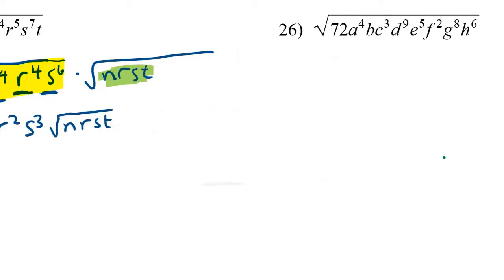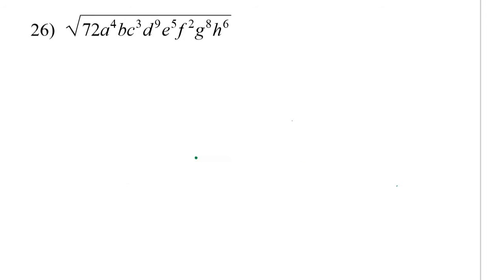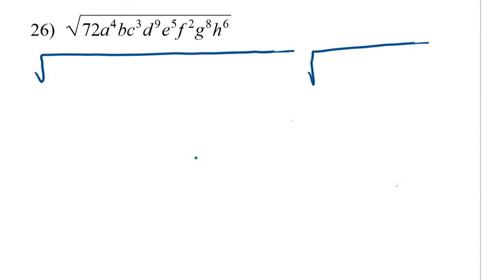Okay, here's another example. I have the square root of 72, and all these variables there. I'll follow the same process. I'll break it into two square roots. I want to make sure I draw that square root large because some large quantities are coming in there. Then I start at 72.